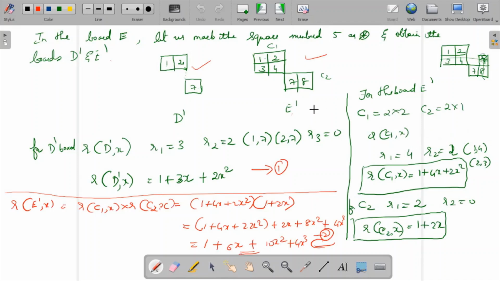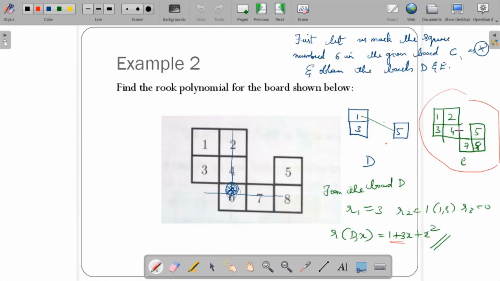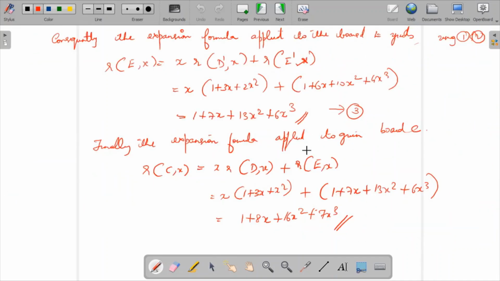If you see over here, within this expansion, again I used the product rule for this particular table, and then I found C1, C2. Then again I used expansion and found this was back to this expansion, then finally again I applied expansion to find the entire board results. So this is regarding example 2.